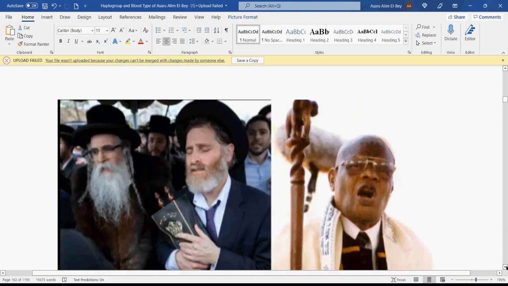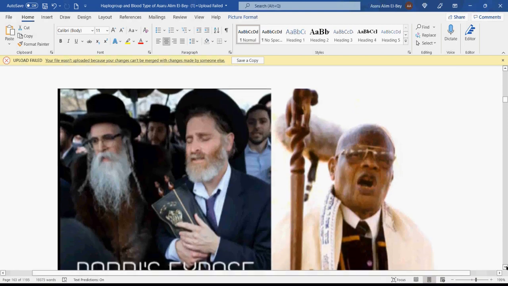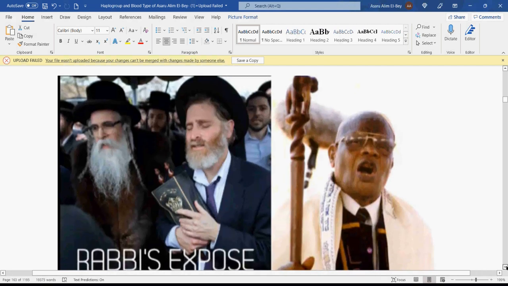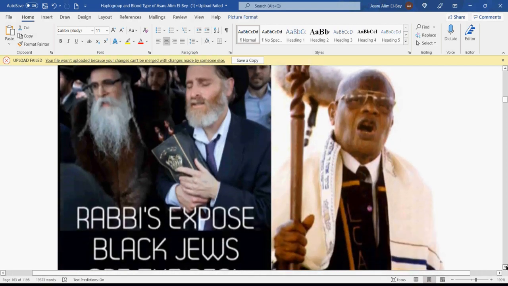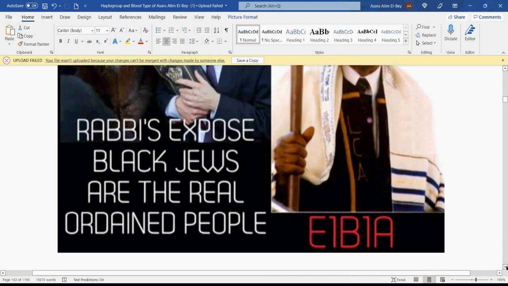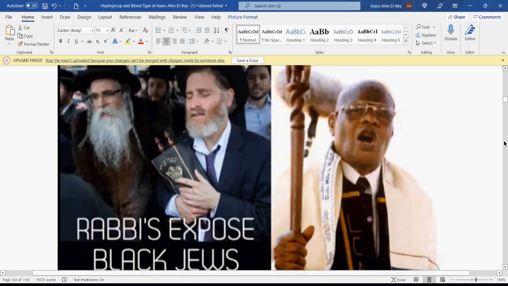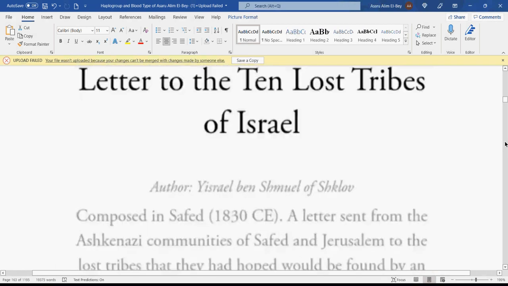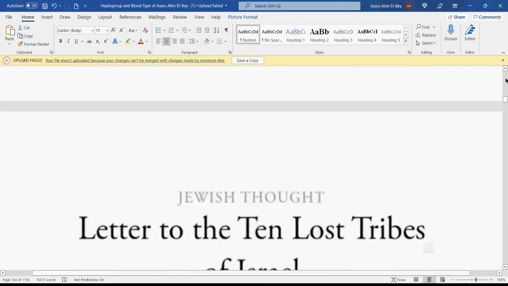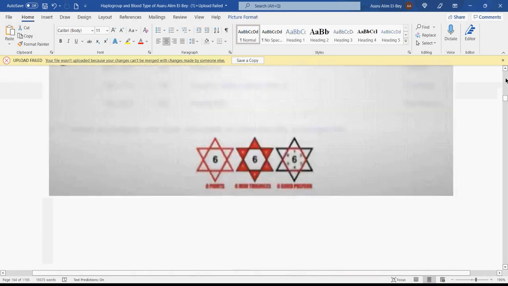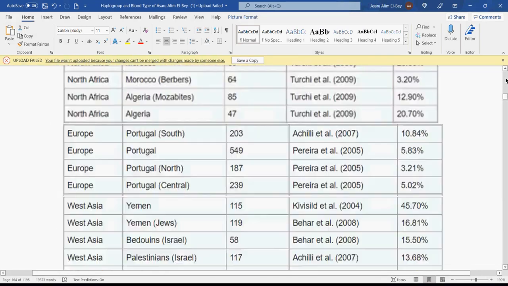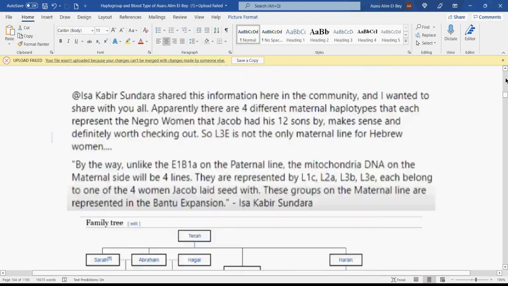This is them here with the Shirley Temple locks. Right, we have the Horus locks, a warlock, that's where the term comes from. But the rabbis expose black Jews or the royal ordained people. Well, we know that because they carry E1B1A, the Lemba people. And they have more of this than all of the Jews together. Matter of fact, I'll read that portion.